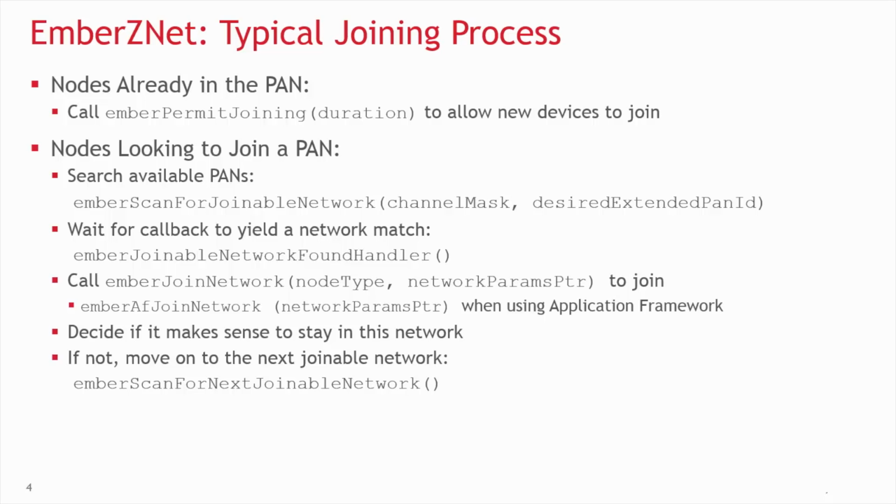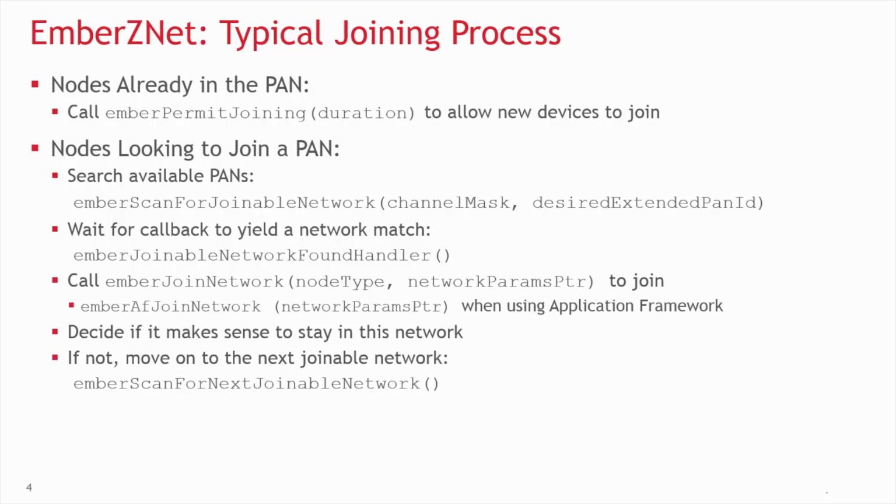Now, let's take a look at our Ember ZNet implementation that corresponds to the activity steps we just talked about. For a node that's already in the network, typically it calls the Ember permit joining function with a given duration as a number of seconds that says this device is going to allow new devices to associate through it into the network in this many seconds.